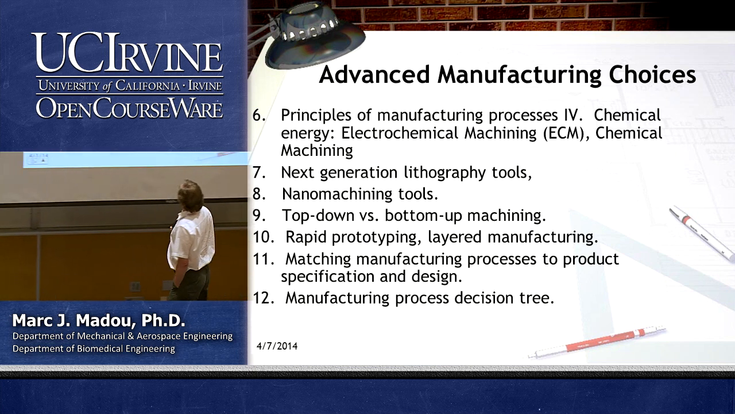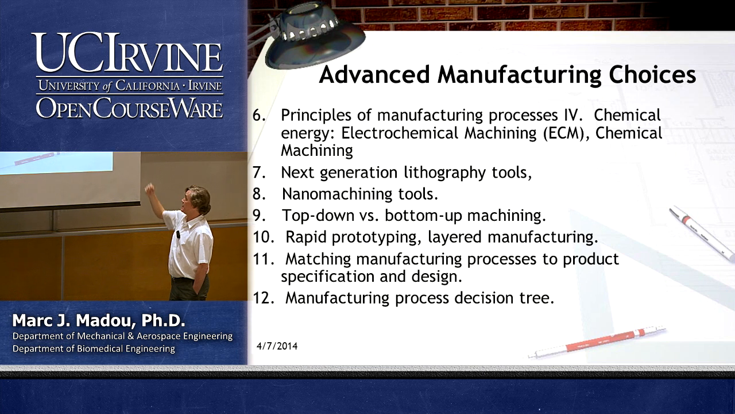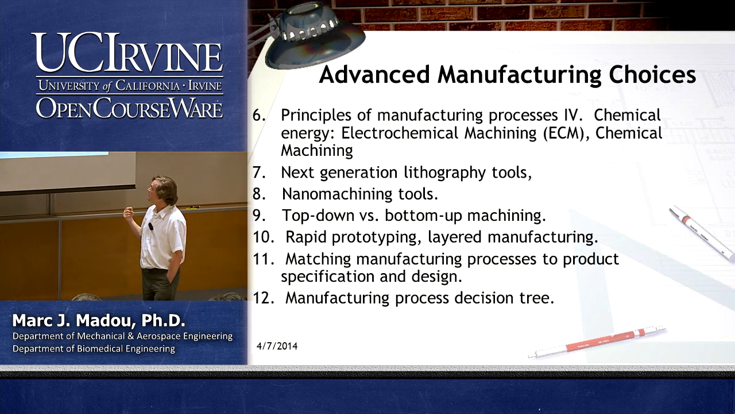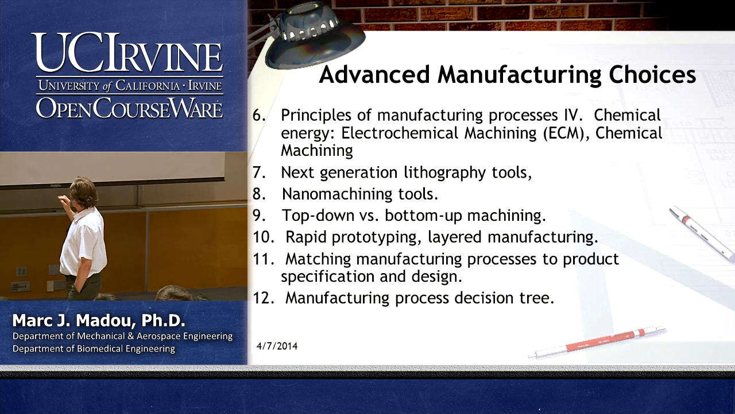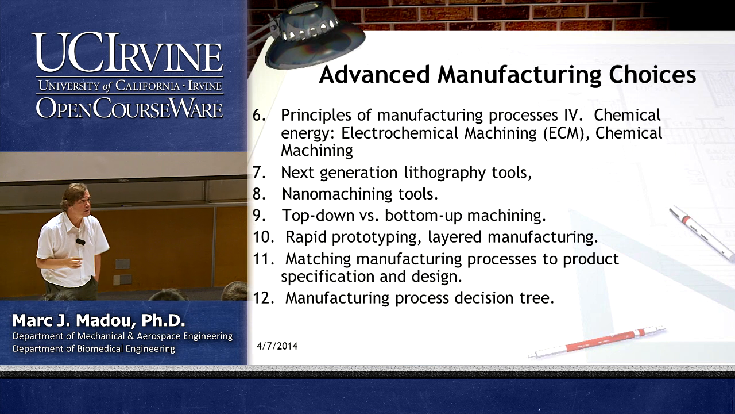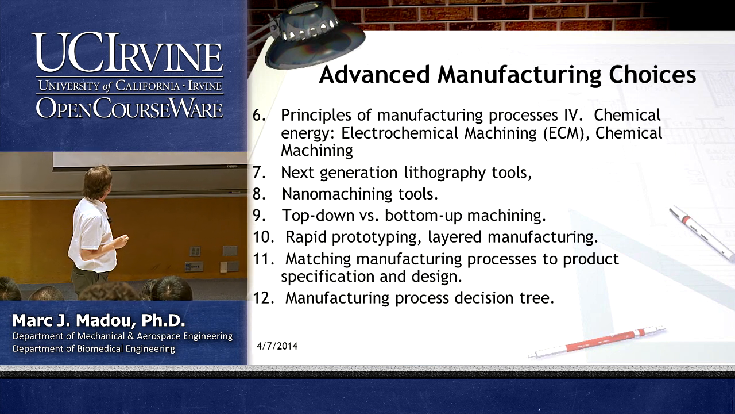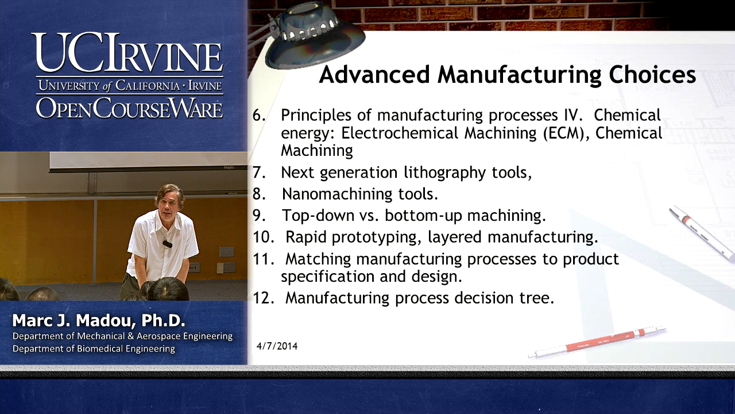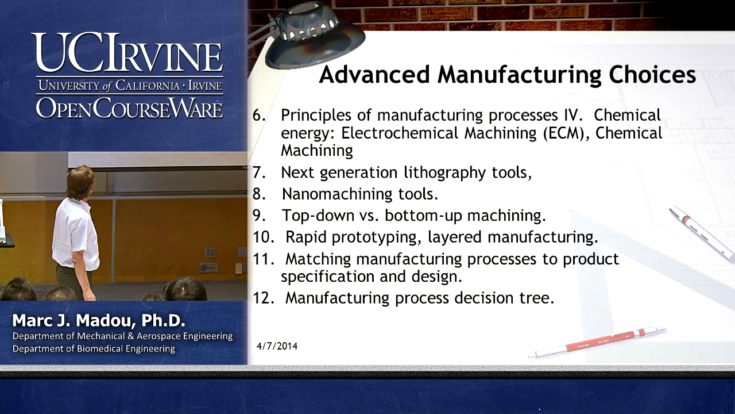Then yet another group, group 4, is chemical energy, and as an example, we'll deal with electrochemical machining, ECM, and chemical machining. I will then cover in one class next generation lithography tools. We'll talk about nanomachining tools, top-down versus bottom-up machining, rapid prototyping, which is class 10, which is actually what you will be getting on Monday. And then the practica, of course, will directly flow out of class 10.